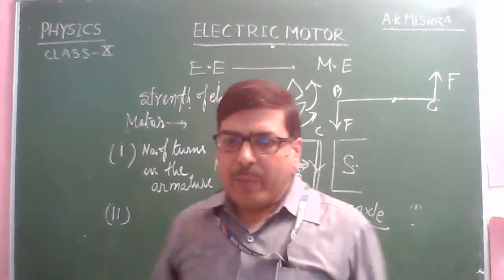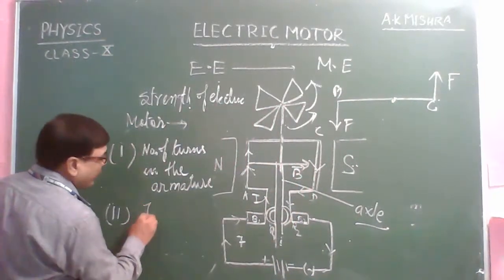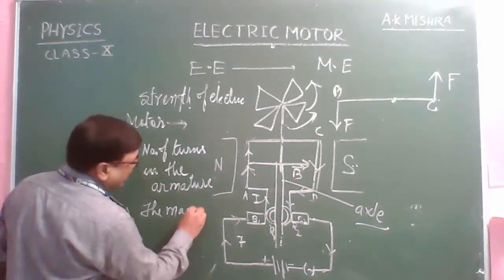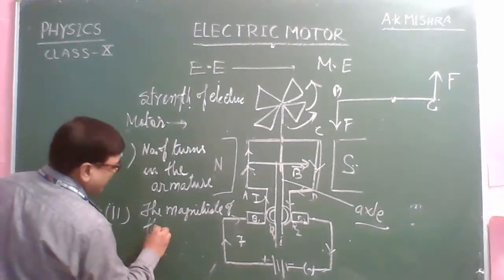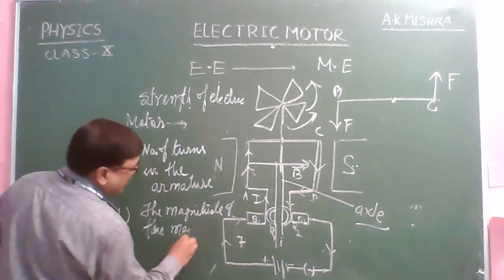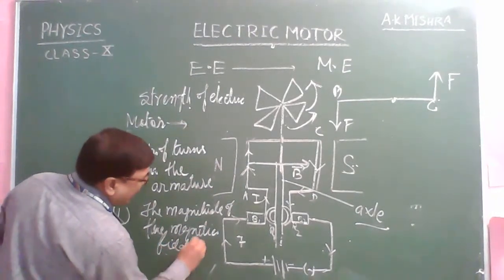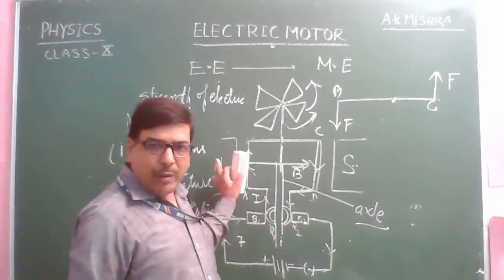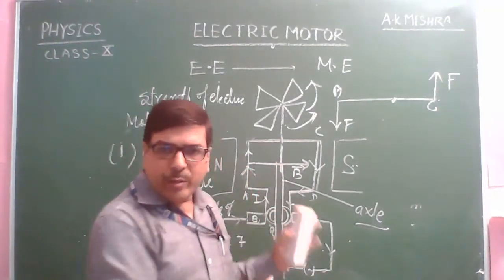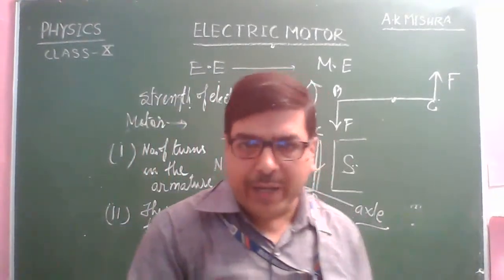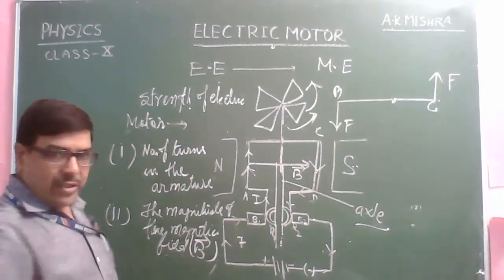Second, the strength of the magnetic field. The strength, that is B, the magnitude of the magnetic field. We can increase it by replacing the permanent magnet with an electromagnet. So its power can be increased. So B can be increased.